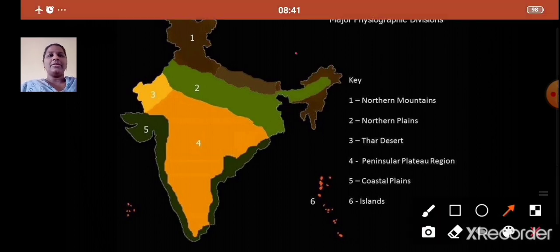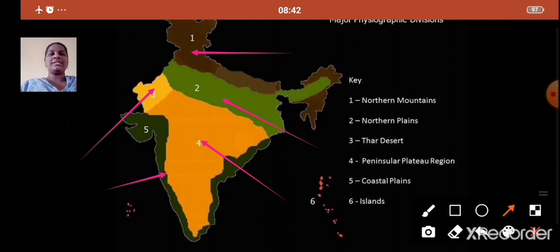Okay, here are the northern mountains. Here you can see the northern plains, Thar desert, that is Indian desert, peninsular plateau region. Here towards the west coast, you can see the western coastal plain. And towards the east you can see the eastern coastal plain. You can see the Lakshadweep Islands and here the Andaman and Nicobar Islands.